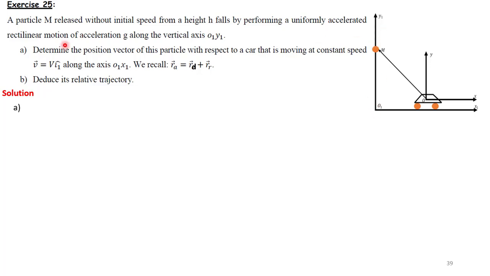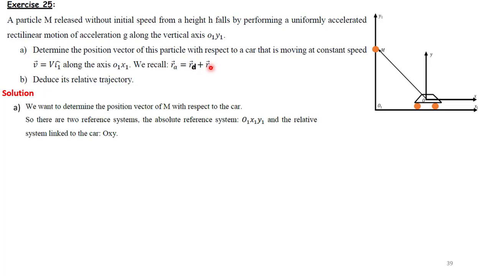And in question A, they want us to find the position vector of M with respect to a car that is moving. So they want us to find OM, the position vector with respect to the observer O. So we need to find, in fact, OM. They reminded us of this expression, but we already know it. So the absolute position vector is equal to the driving position vector plus the relative position vector. So we need to find OM.